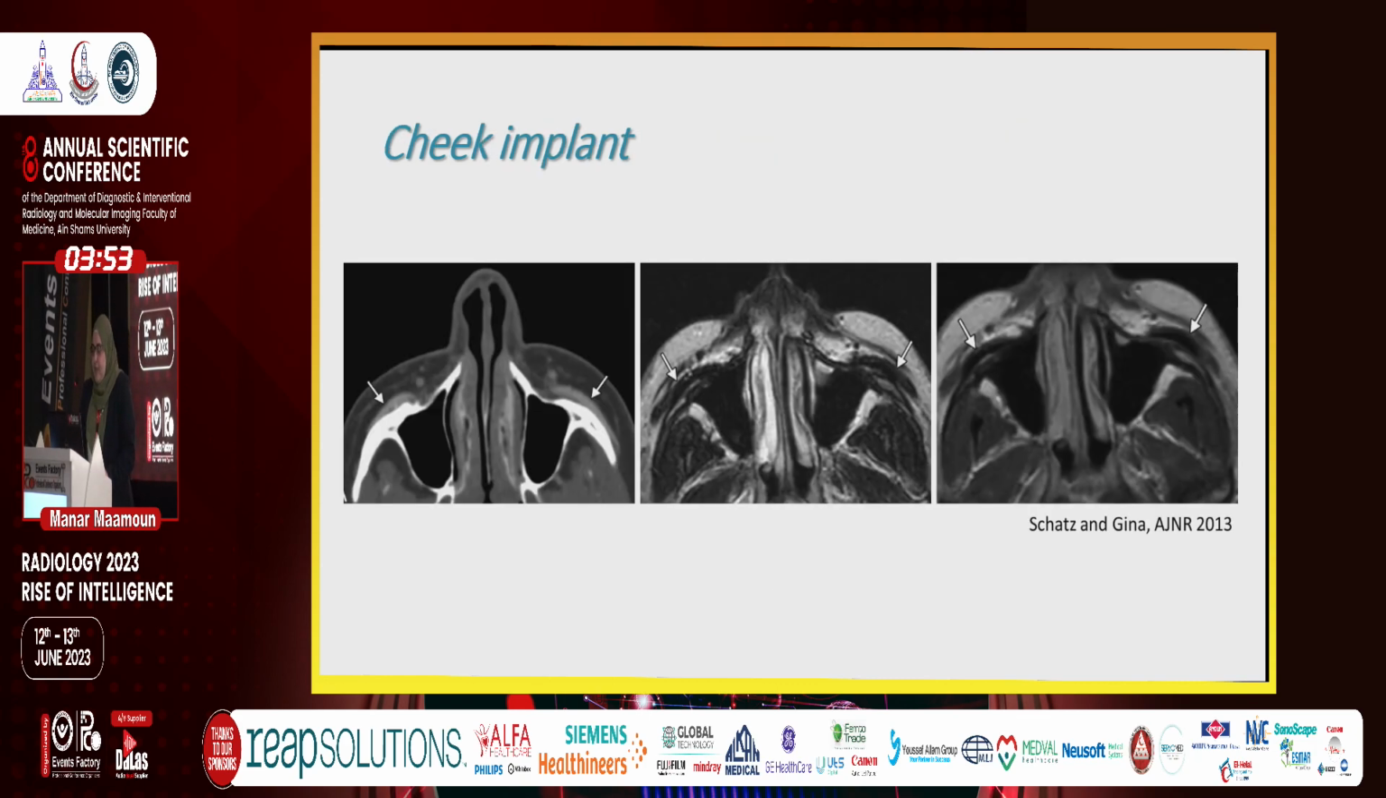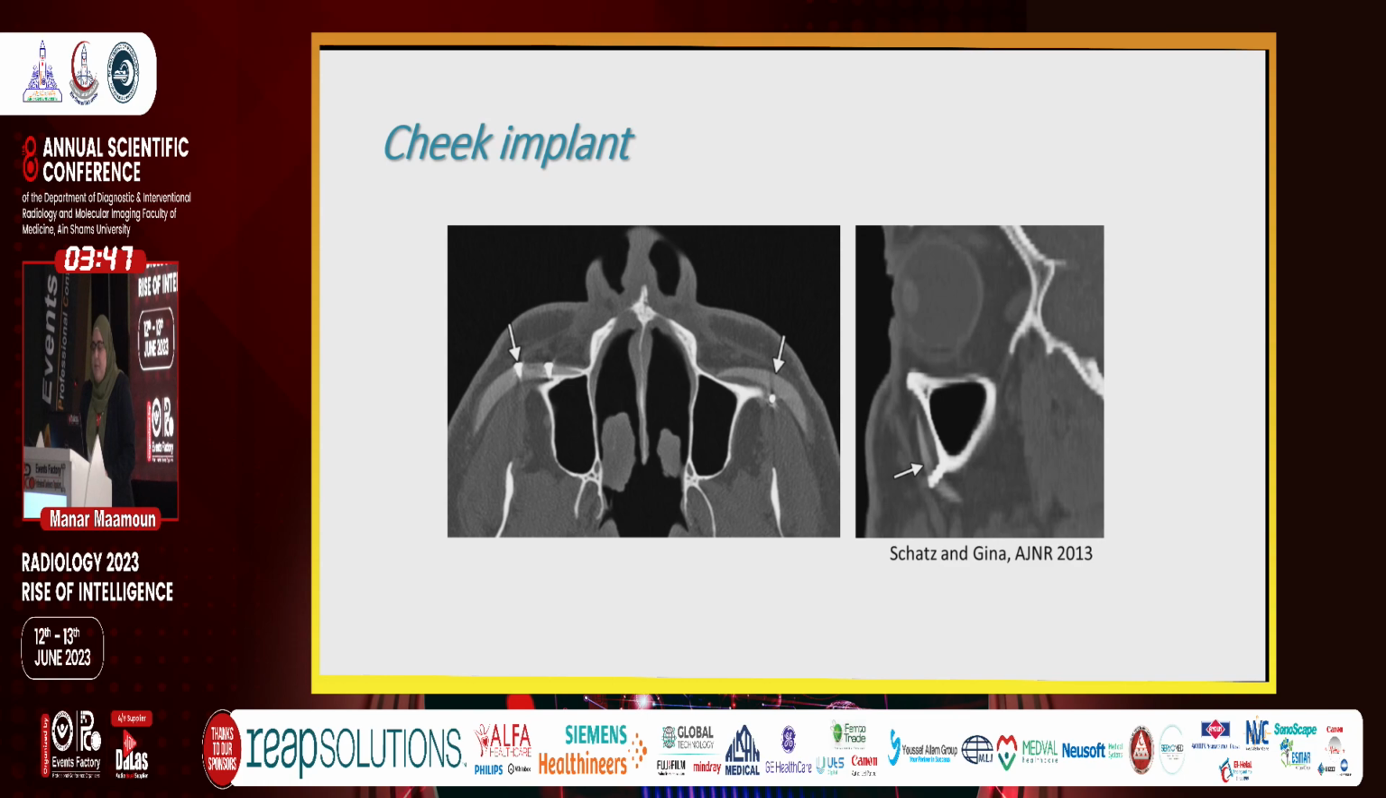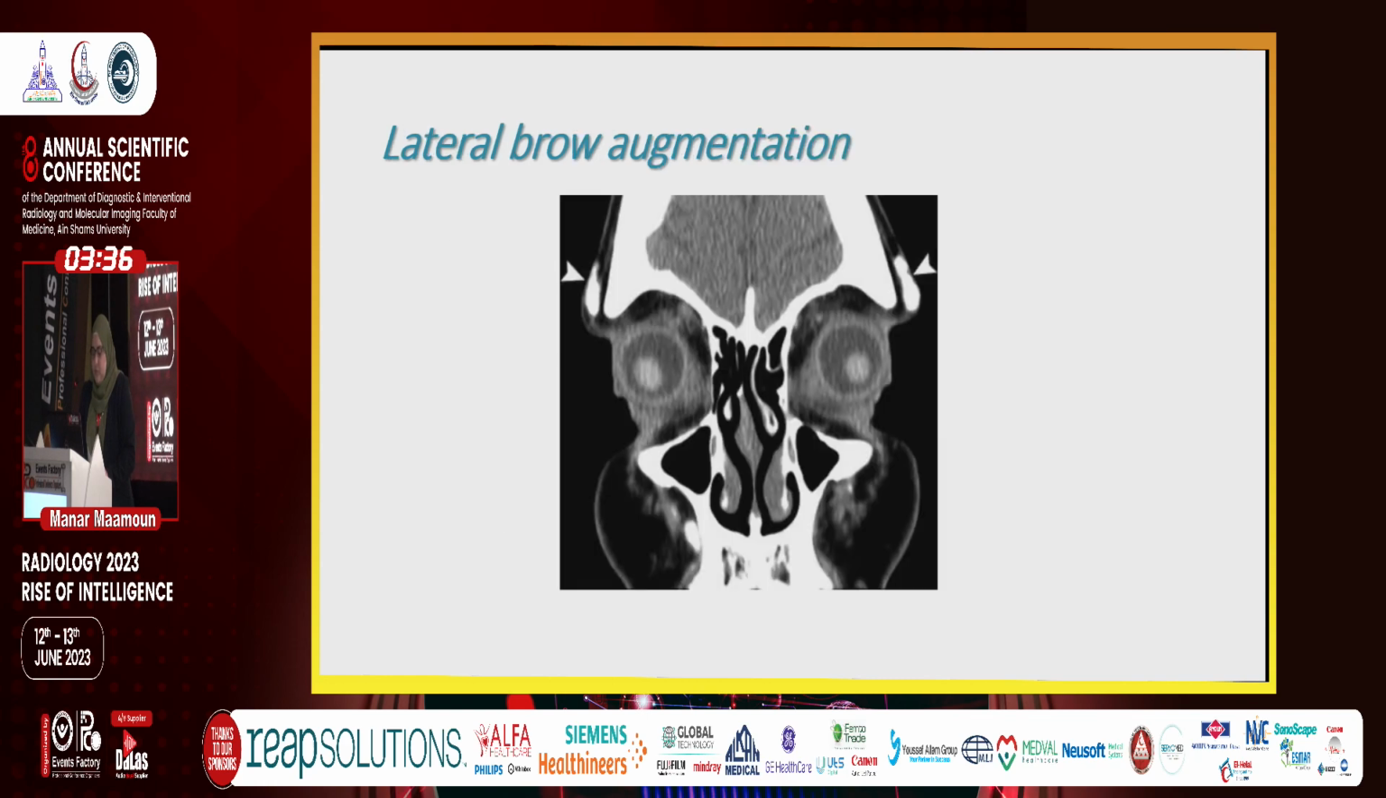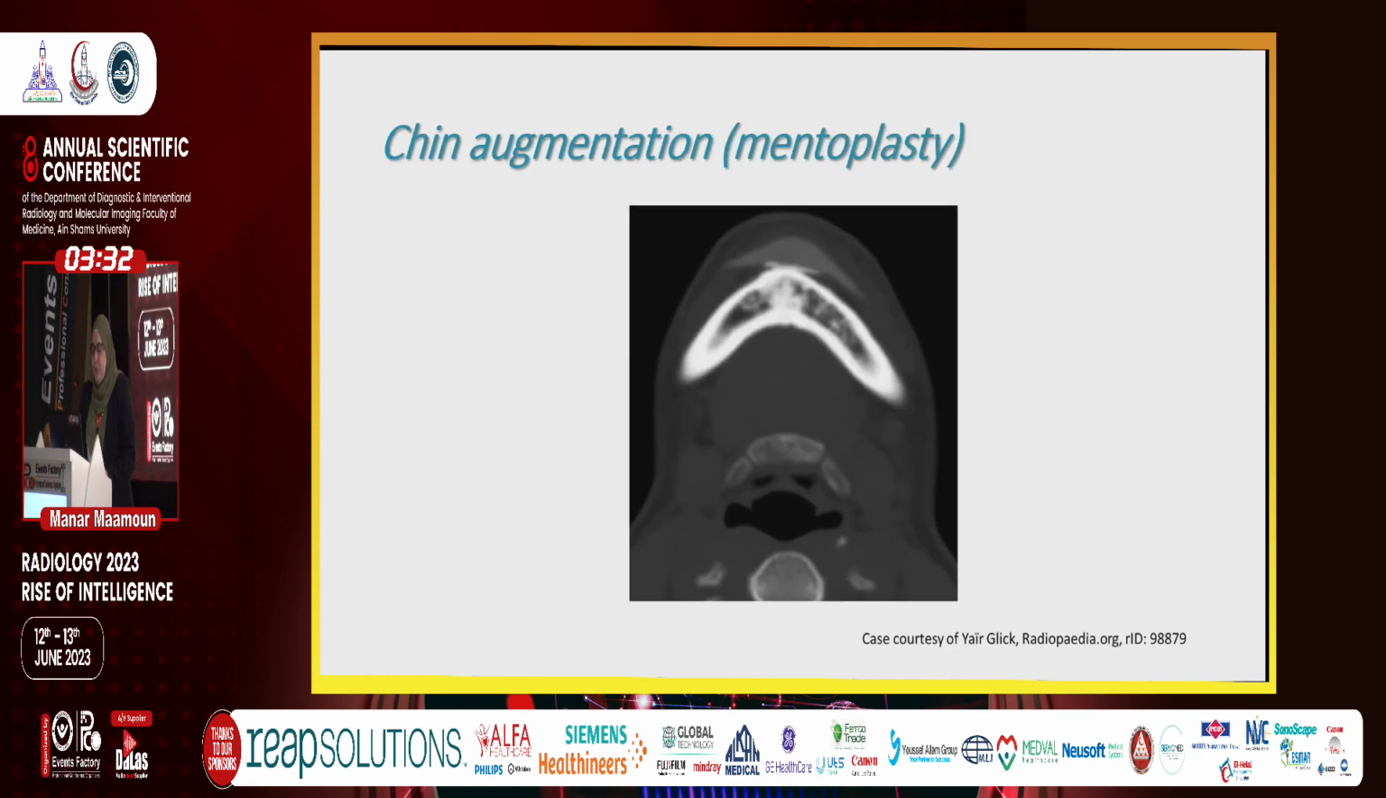Example of cheek implants placed over the zygomatic processes, or submalar over the anterior maxillary wall. Implants can be placed in nasolabial folds and over the lateral brow for augmentation. This is an example of chin augmentation, which is called mentoplasty.